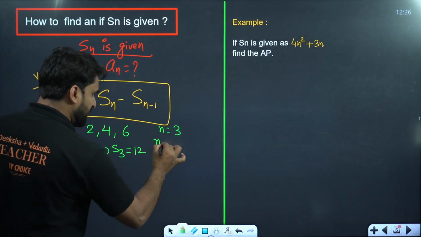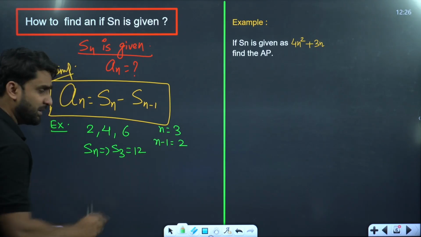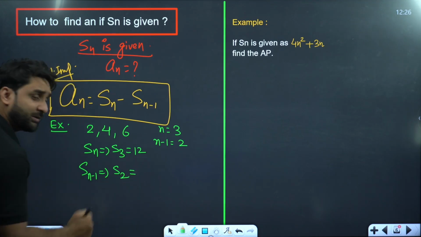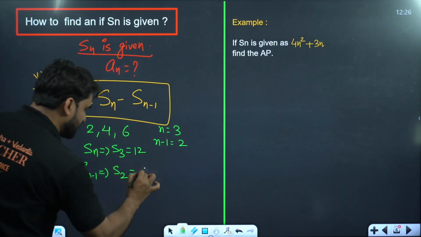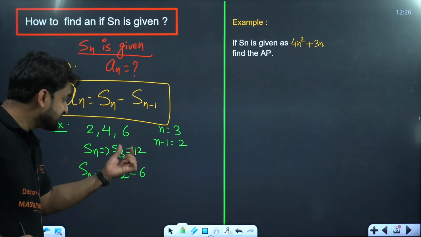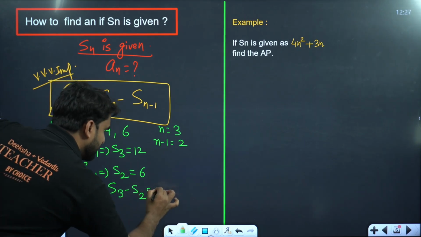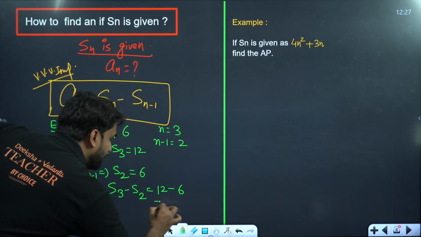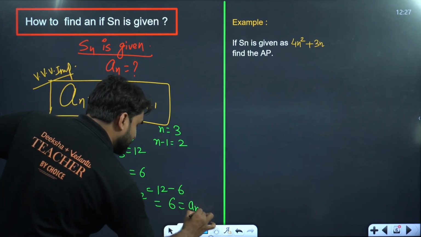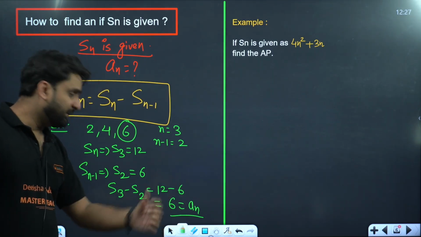Now if I ask you what n minus 1 is, since n is 3, n minus 1 will be 2. Now find Sn minus 1, which means S2, the sum of the first 2 terms. So 2 plus 4 will be 6. Now if S3 is 12 and S2 is 6, subtract these two: S3 minus S2 is 12 minus 6, which is 6. And you can see 6 is also the last term, the nth term.